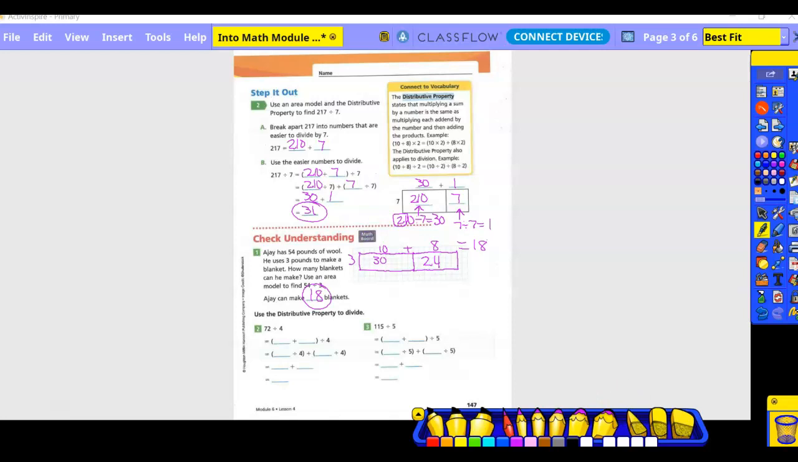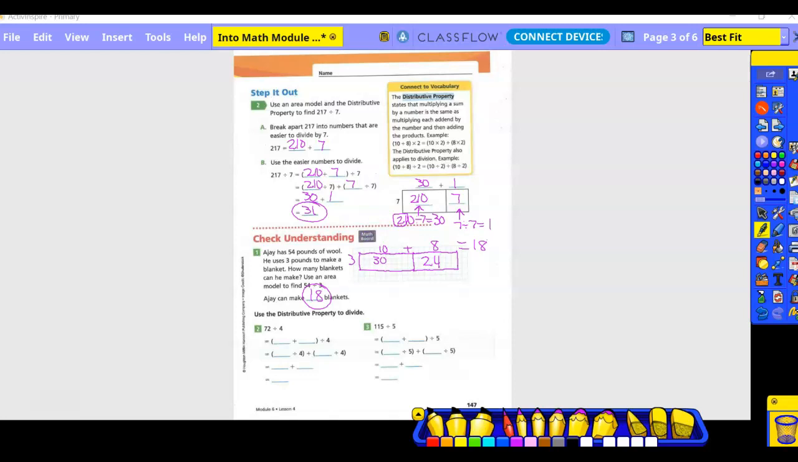All right, so now we're using our distributive property to divide, and this time we are not going to use our little box, okay? So 72 divided by 4. What can I break 72 into? Okay, can 4 go into 2? No. So with multiplication, you could just do that. But this time we're dividing. So we need to do a multiple of 4.